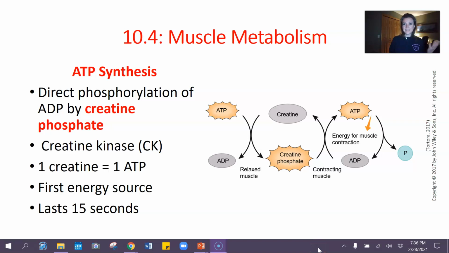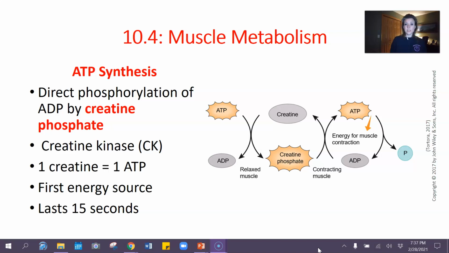Hello anatomy students. Today we're going to talk about muscle metabolism, or basically the ways in which our muscle cells generate ATP in order to power the contraction cycle and other metabolic reactions that need to occur in order for our muscle fibers to function. So there are three general ways in which our muscle cells can generate ATP.